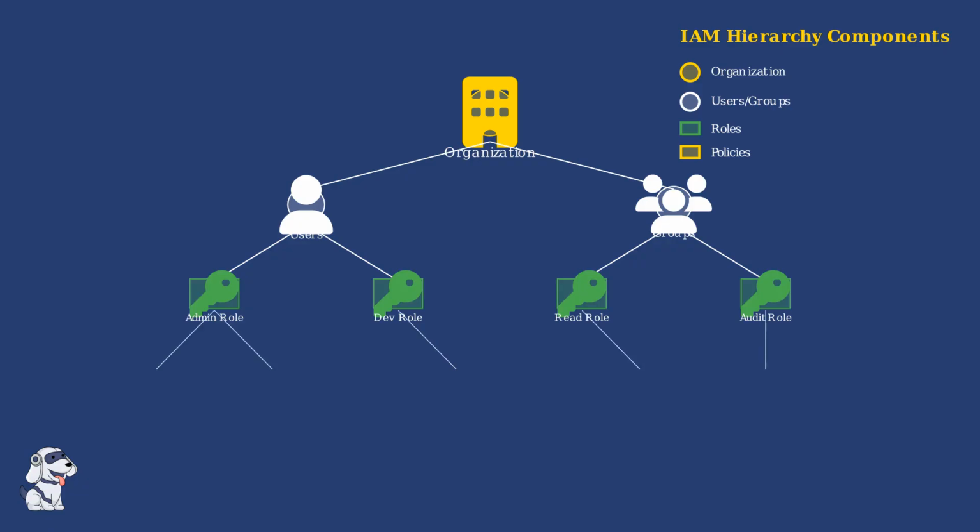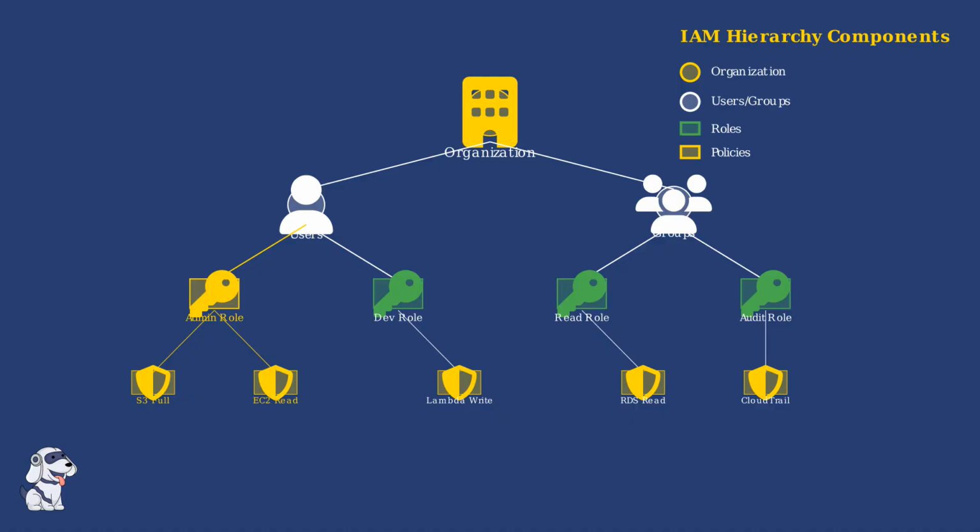At the bottom of the hierarchy are policies, which contain the actual permission statements. Policies define what actions are allowed or denied on specific resources. They are attached to roles and provide the granular control necessary for secure resource access.